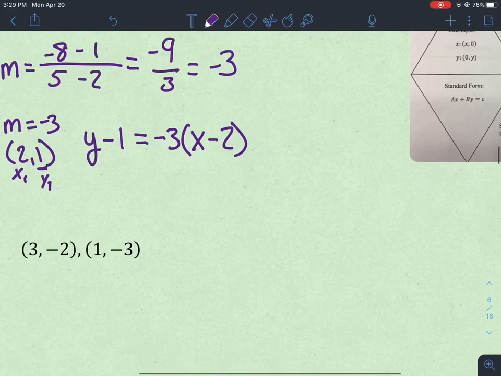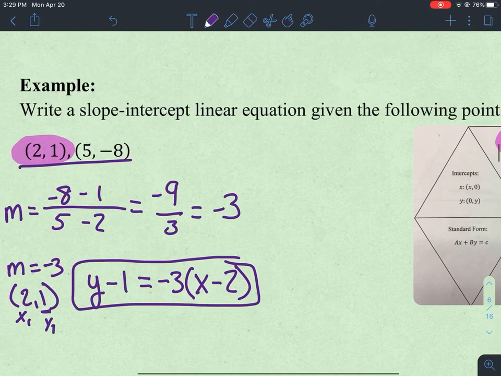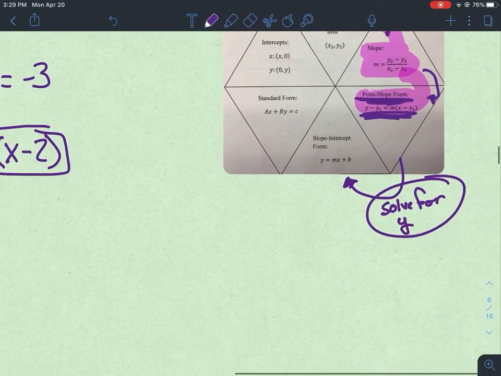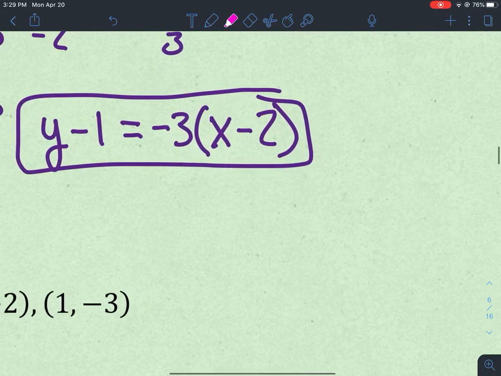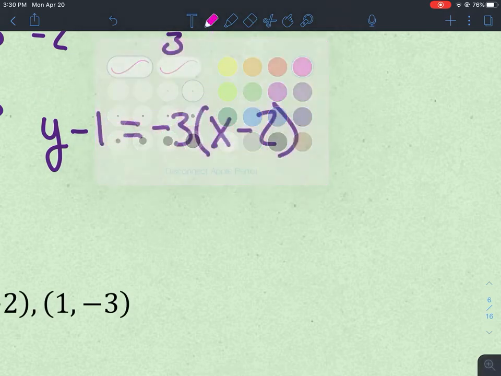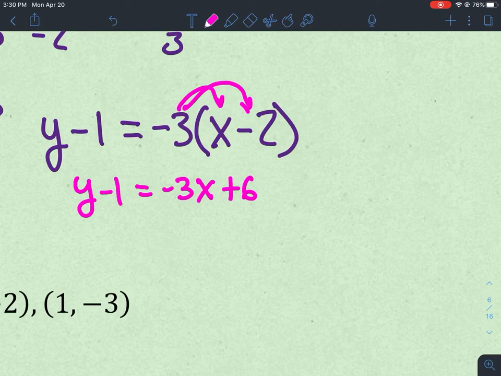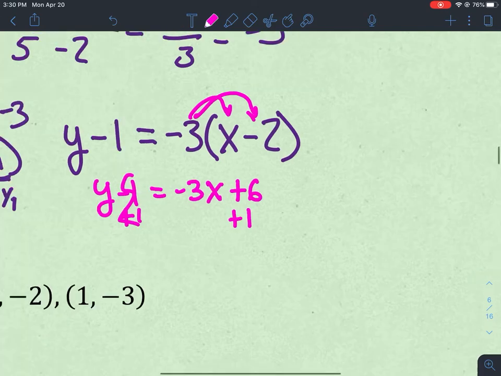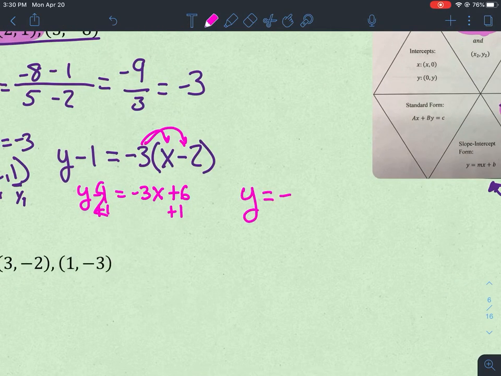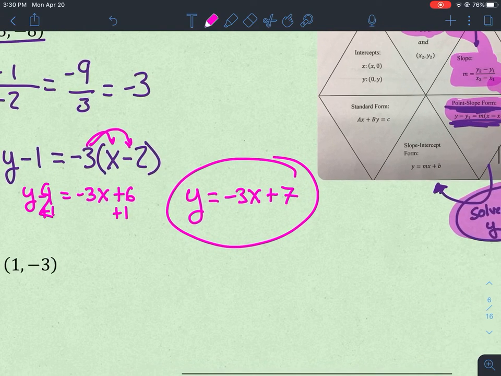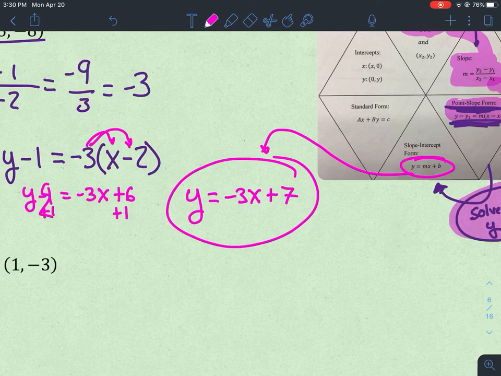So now we have this in point-slope form, which is good, but we want to write it in slope-intercept form. That's where we're going to go back here and we're going to use this nifty little trick that we're just going to solve for y. So you see that we have negative 3 getting multiplied through the parentheses. So I got negative 3x. I've also got a plus 6. y is not by itself yet. We're going to add 1 to both sides, and you're going to see that y equals negative 3x plus 7. And that is in slope-intercept form. That matches that y equals mx plus b that we're looking for.